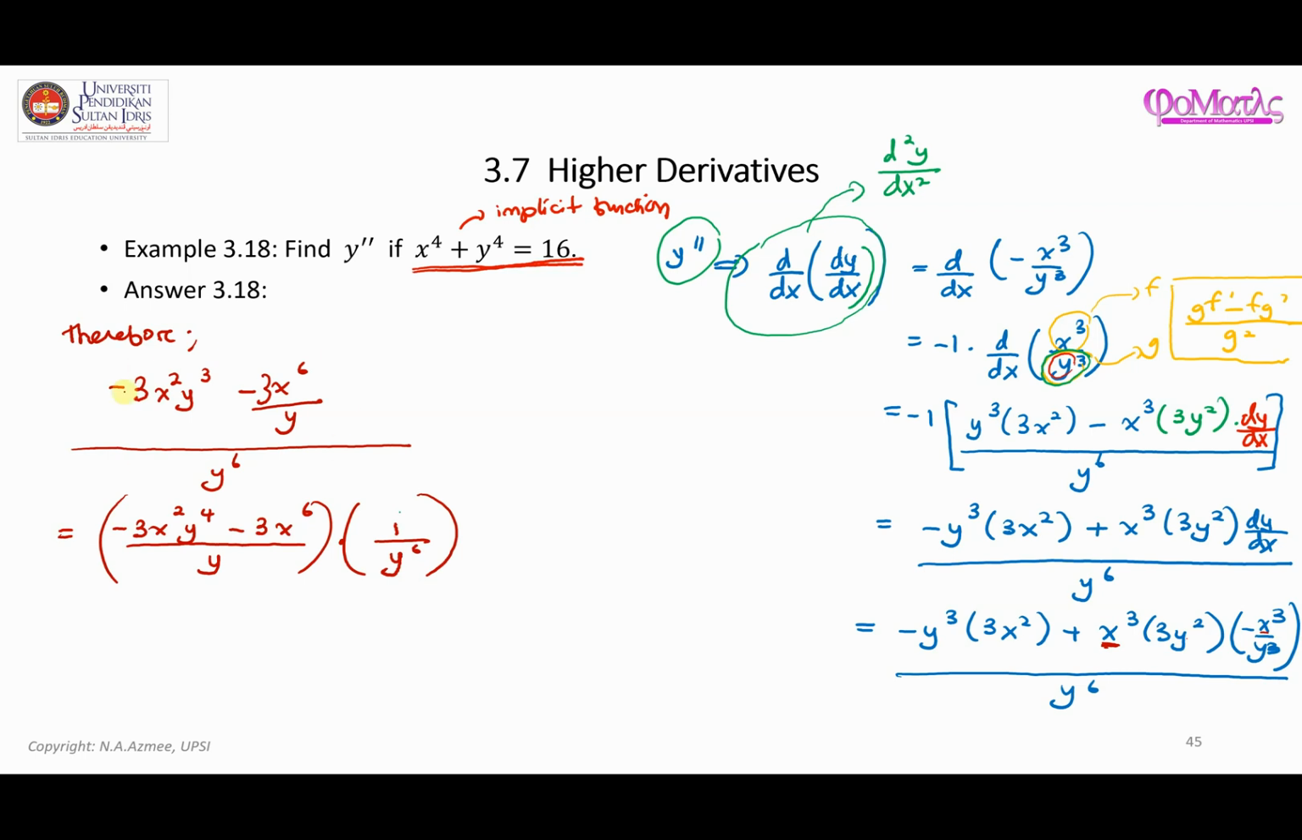I'm just rewriting this expression in this manner, and based on that I have negative 3. I'm just going to factor out negative 3x squared. So negative 3x squared. Inside here we'll be left with y to the power of 4 minus x to the power of 4. Sorry, plus, because negative 3 is out, so here it becomes plus over y. You can see that y times y to the power of 6 is going to be y to the power of 7.